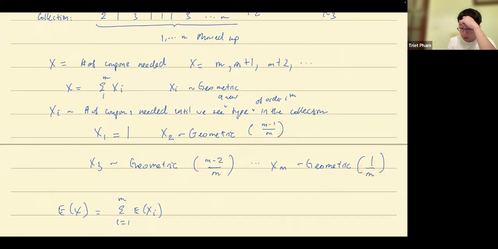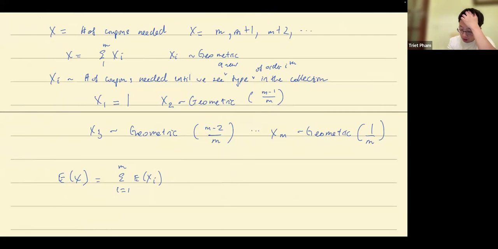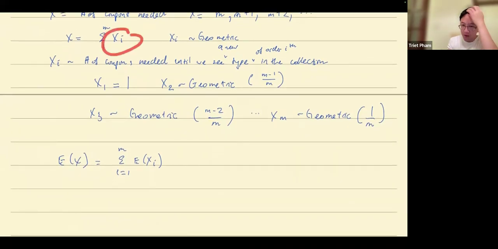Anyway, just to point out that when you have a sum like this, the terms don't even have to be identical or independent. It's just a breakdown of the random variable into simpler random variables we can control. But anyway, this is going to be m over m minus i. If we sum from 1 to m, then it's m over m minus i plus 1.